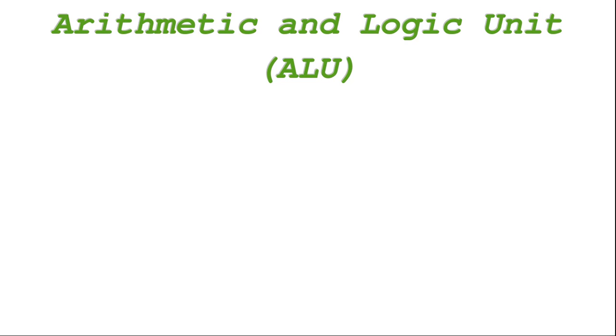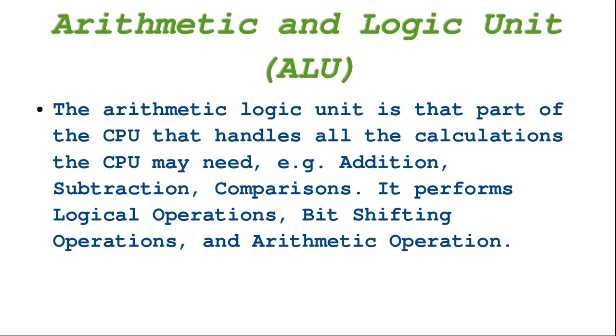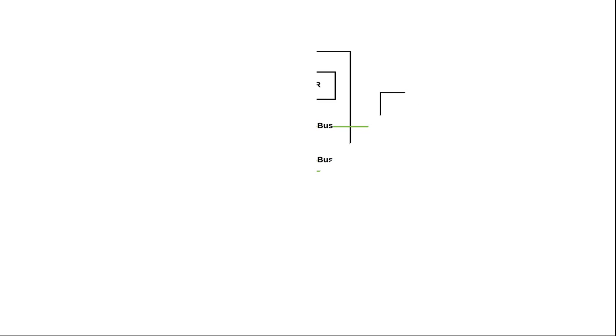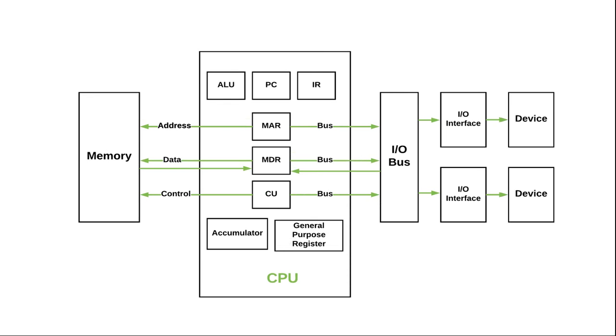Arithmetic logic unit, which is also a part of the central processing unit. The arithmetic logic unit is that part of the CPU that handles all the calculations the CPU may need. For example, addition, subtraction, comparison. It performs logical operations, bit shifting operations and arithmetic operations. This is the basic structure defining the CPU and its registers.